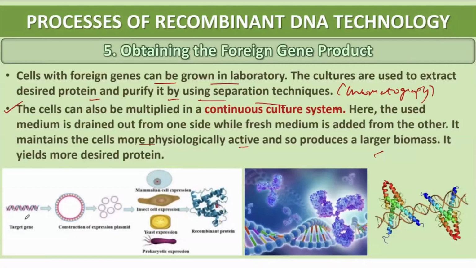So that is what the chapter talks about, that the cells can also be multiplied in a continuous cell system where the used media is drained out from one side while the fresh media is added from another. And it maintains the cells more physiologically active, so it produces a larger biomass, and more of the desired protein. That's what we have done.